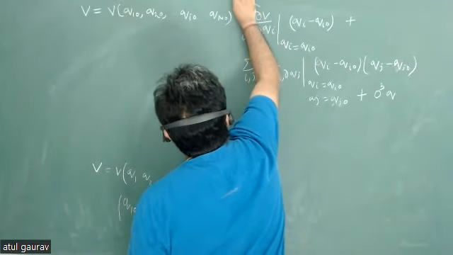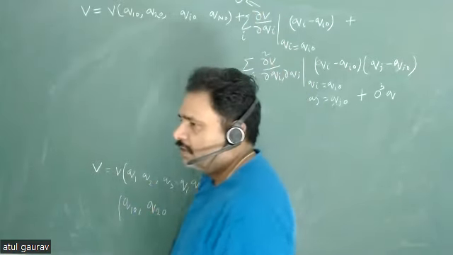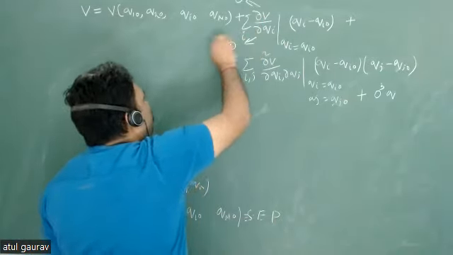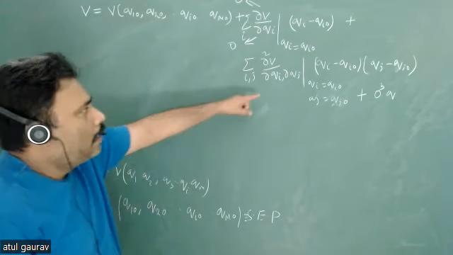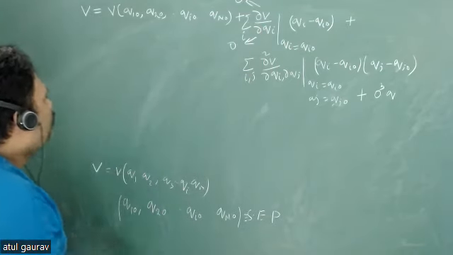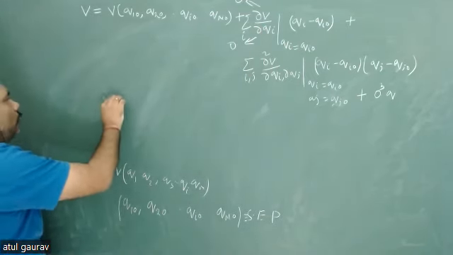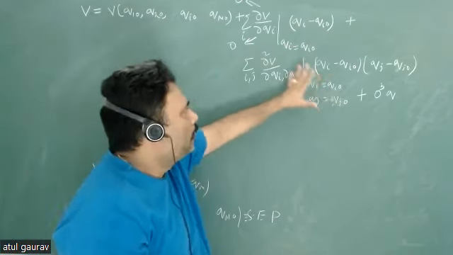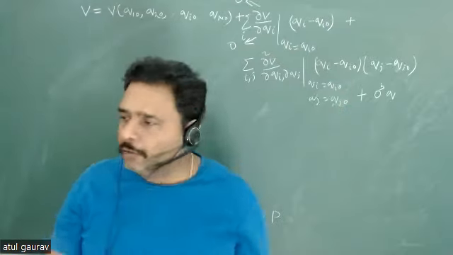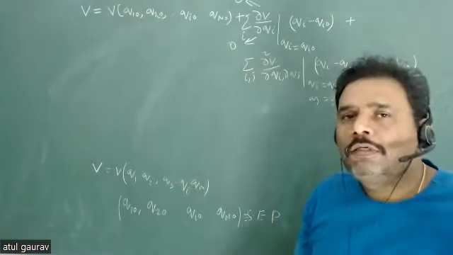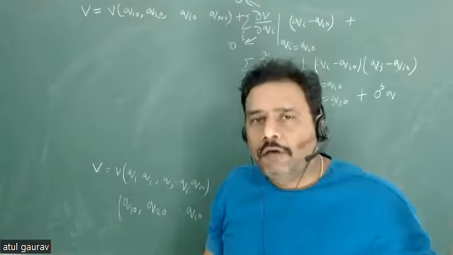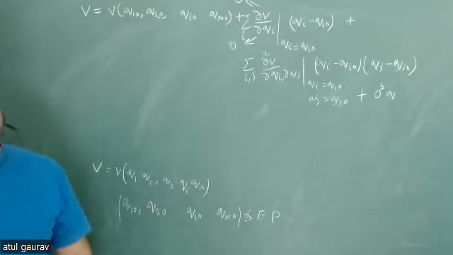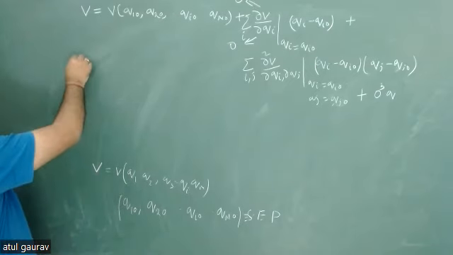So what will happen to this one? 0. Okay. This term must be what? 0. And now look at what will be my potential. Now it looks a little bit more clumsy. So what we are going to do, we will just translate each and every coordinate by a certain amount. Look, we are just doing some extra work here.